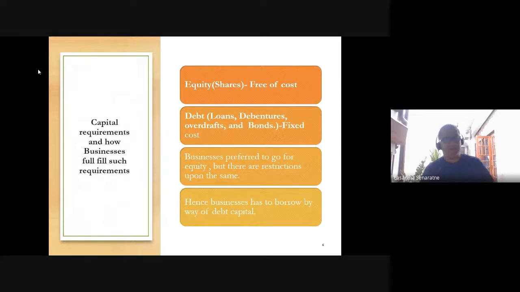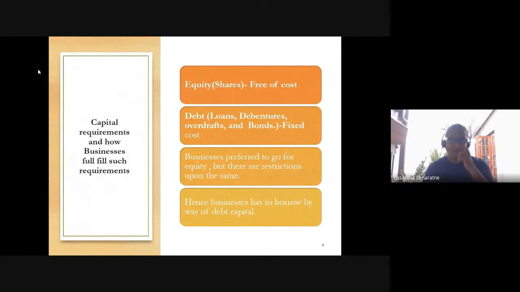So what happens with equity shareholders? There is no assurance that they will get a dividend. But on the other hand, with debt, from day one itself, there is a fixed cost. You have to pay a liability. You have to pay interest. So from day one itself, you will have a fixed cost.